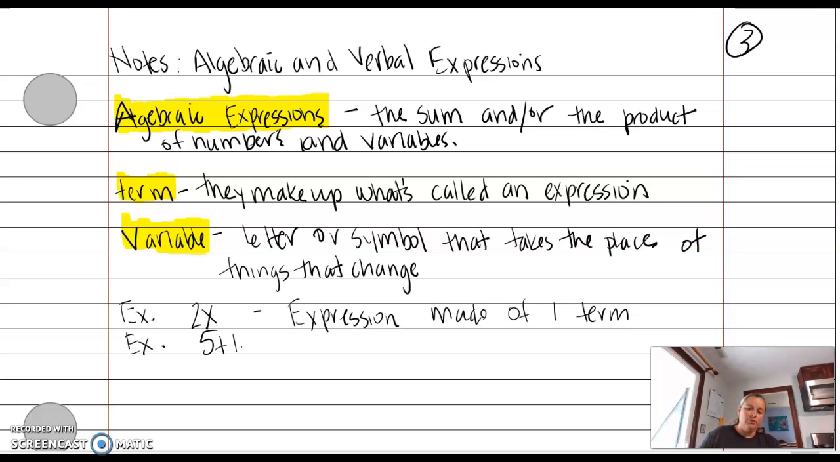5 plus 1.75n is an expression made of 2 terms. 5 is a number, and then 1.75 times n is a product of a number and a variable.